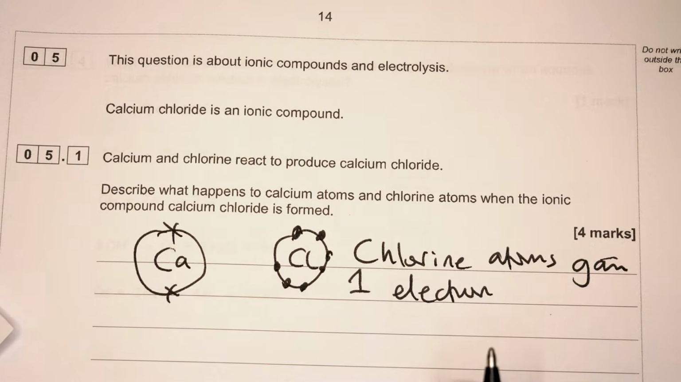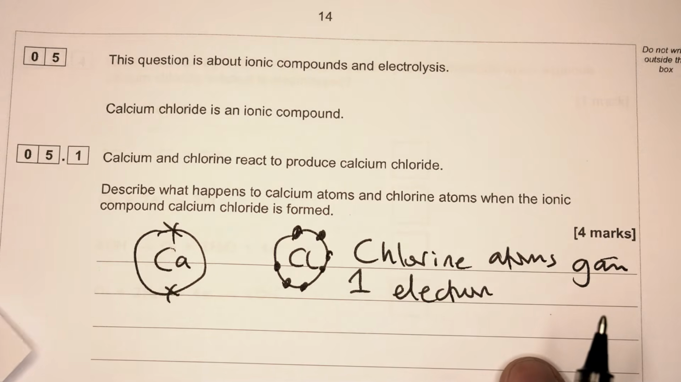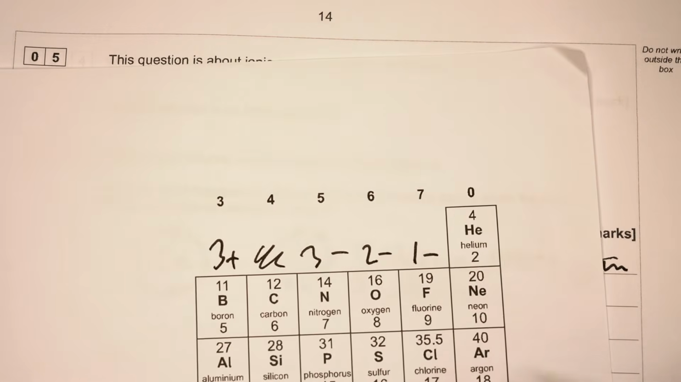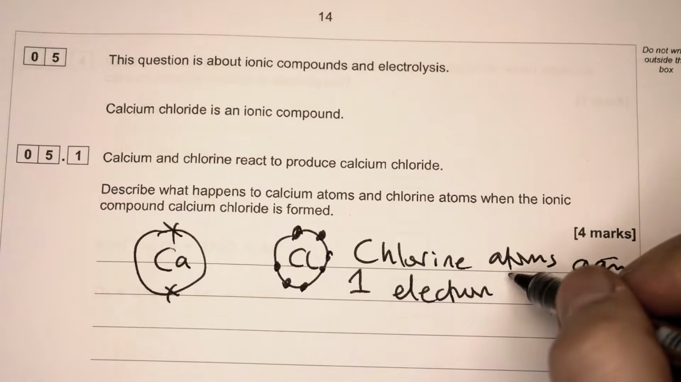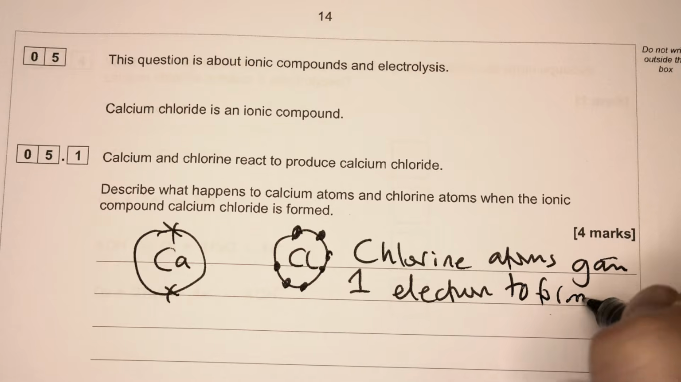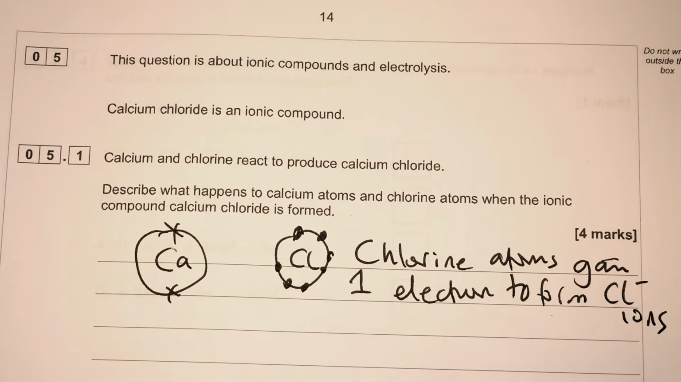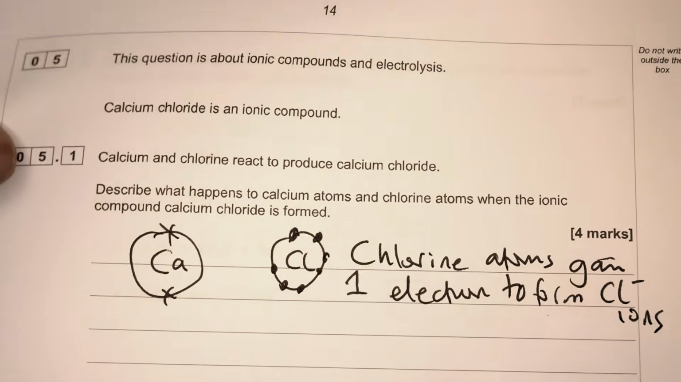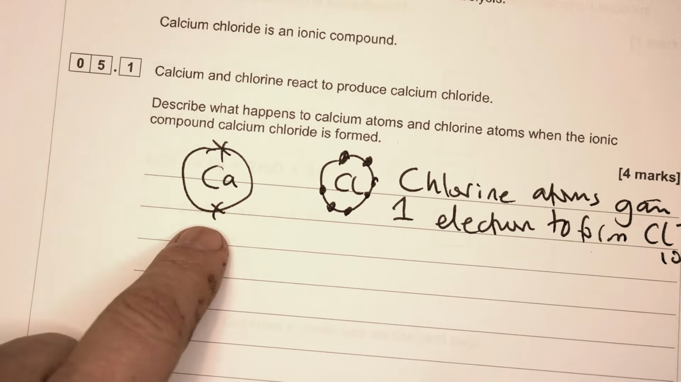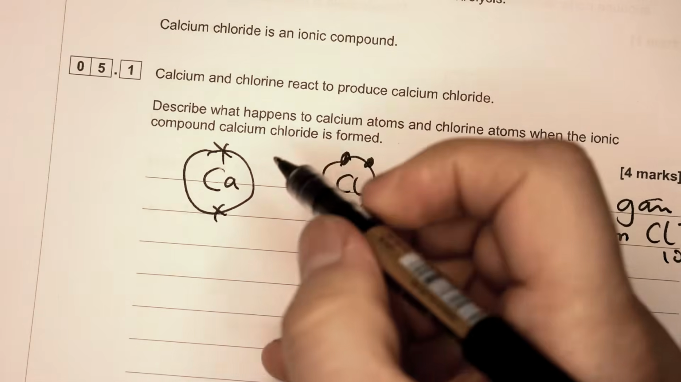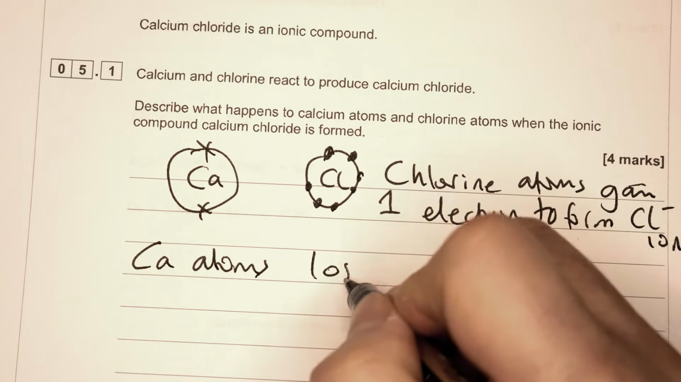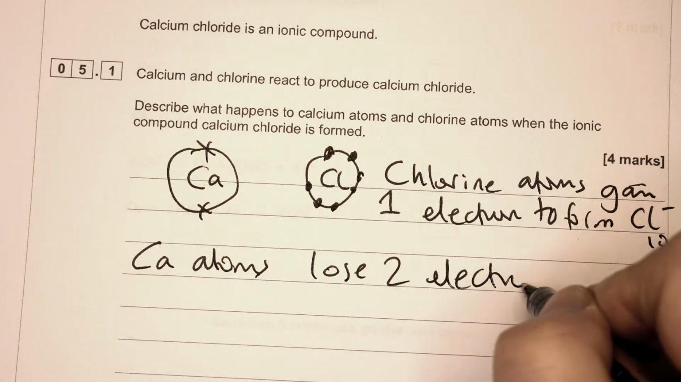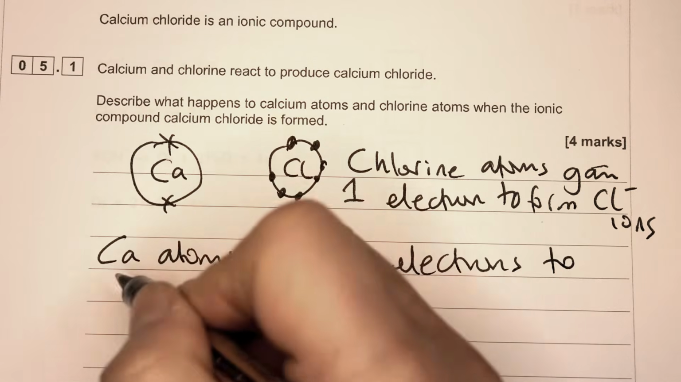So coming back to this question, chlorine atoms gain 1 electron. We look where chlorine is. It's in group 7 of the periodic table, so it's going to make a 1- ion. So we're going to say to form Cl- ions. Then we're going to talk about what the calcium atoms do. We can see they need to lose 2 electrons. So calcium atoms lose 2 electrons to form.